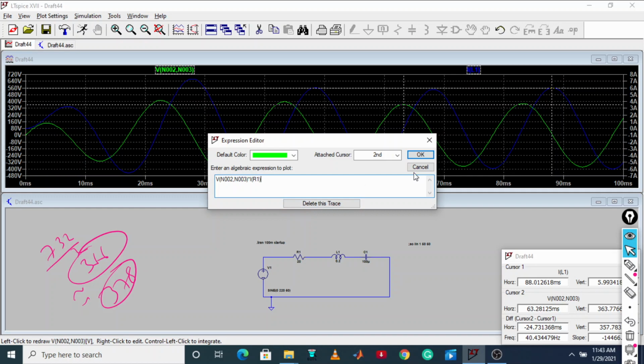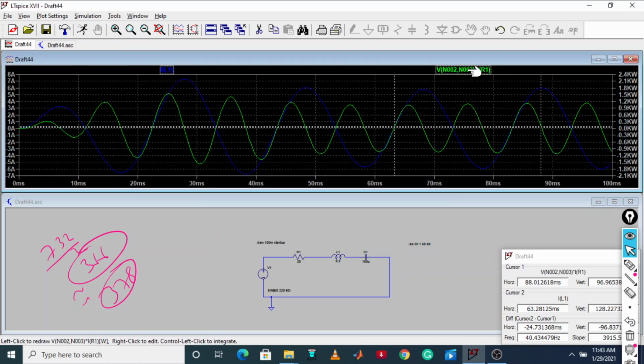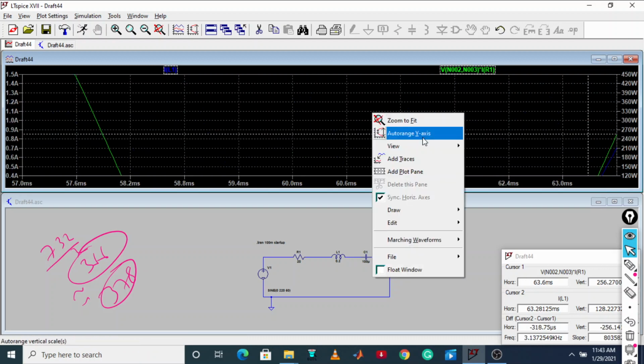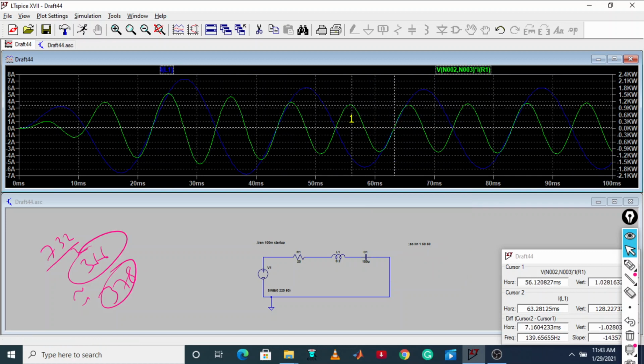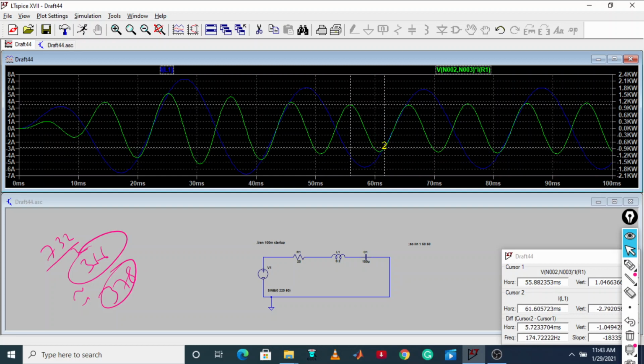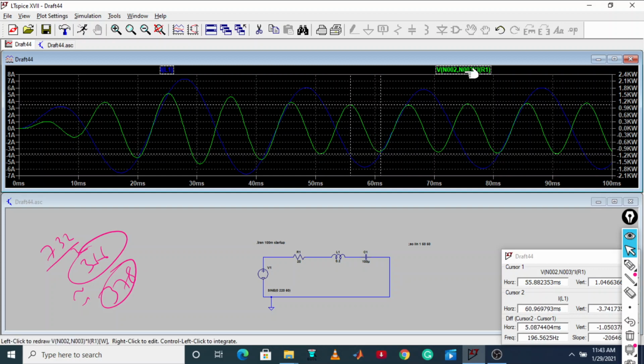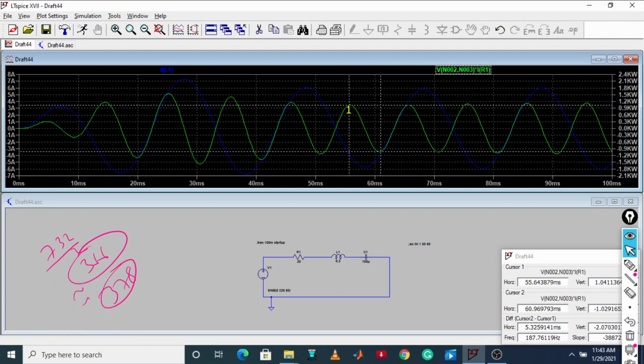Now I have multiplied this one. This is your reactive power. Now let us calculate what the reactive power is. Let us zoom to fit. This is all the maximum value we are calculating. Now this is your cursor 1, here 1.0 kilowatt, and if you take the cursor minus 1, it is minus 2.0 kilo. This is the kVAR, because this is your reactive power.